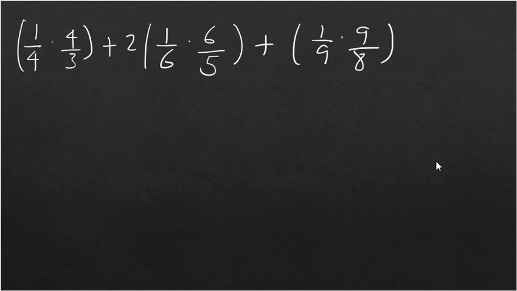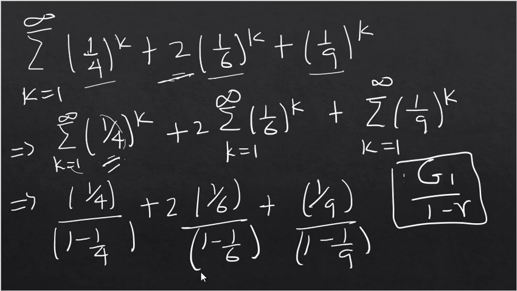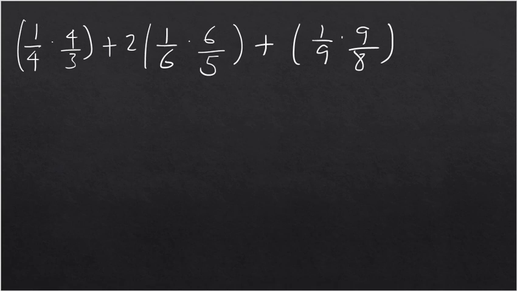After subtracting the denominators for each of them, we will flip and multiply with the numerator. So it looks like 1 over 4 times 4 over 3. It's flipped, the second one, the denominator here, plus 2 times 1 over 6 times 6 over 5 plus 1 over 9 times 9 over 8. After this, that is simple simplification.